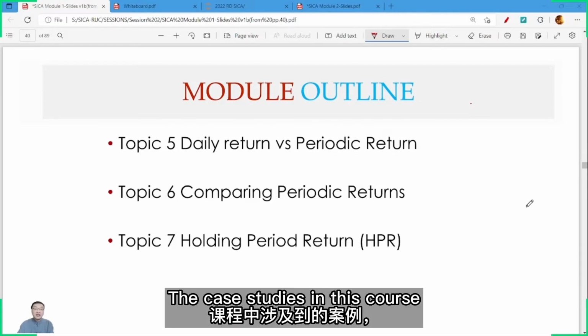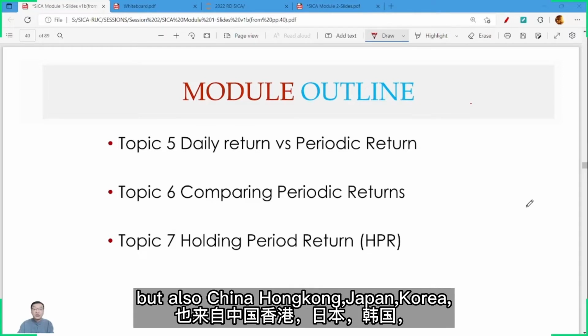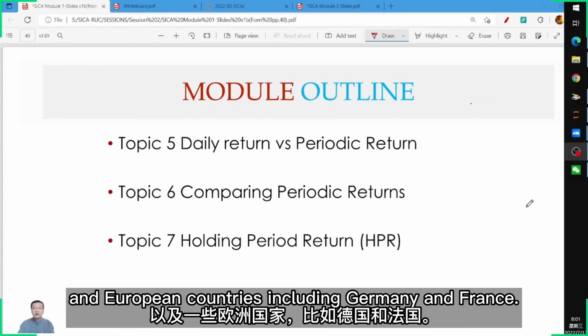The case studies in this course come from not only mainland China, but also China, Hong Kong, Japan, Korea, United States of America, even India and European countries, including Germany and France.